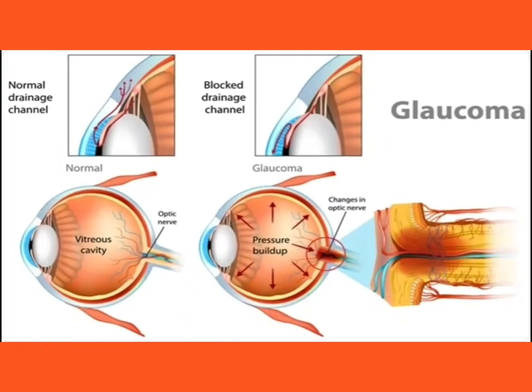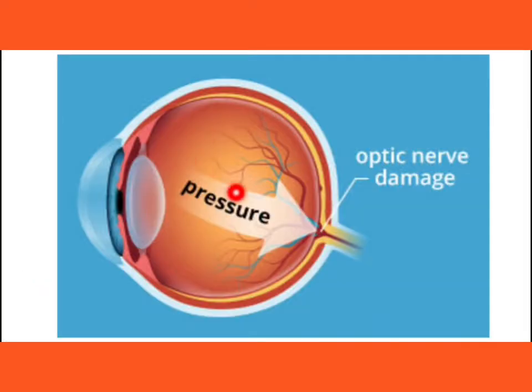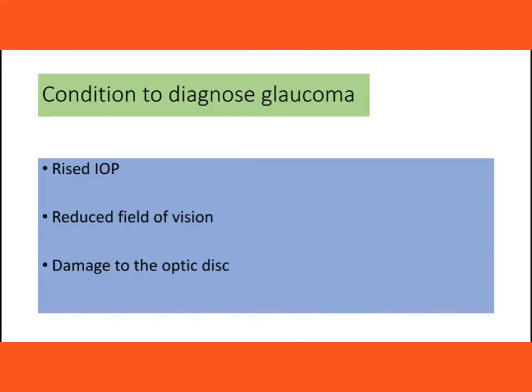If this elevation of the IOP remains for a long period of time, it can lead to glaucoma, because this elevation in IOP leads to more pressure, and this pressure directly affects the optic disc, where the lamina cribrosa gets pressed, and it leads to cupping of the optic disc. So in both open angle and closed angle, there is cupping of the optic disc. These are the conditions that I was discussing with you all: raised IOP, reduced field of vision, and damage to the optic disc.